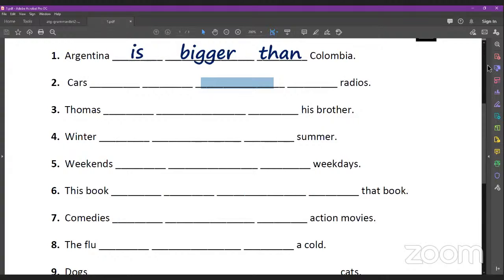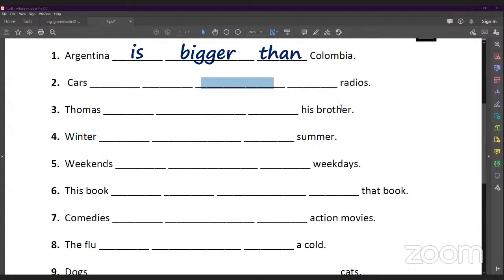So let's continue with other students. No, I didn't say that. I'm only going to say 4 and 5 now. I'm sorry. Okay, please do it. Number 4 and 5, Miss Quinto. Winter is colder than summer. And number 5? Weekends are better than weekdays. All right, it works for me.